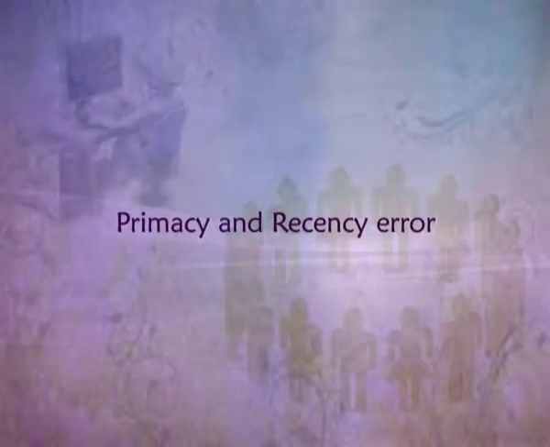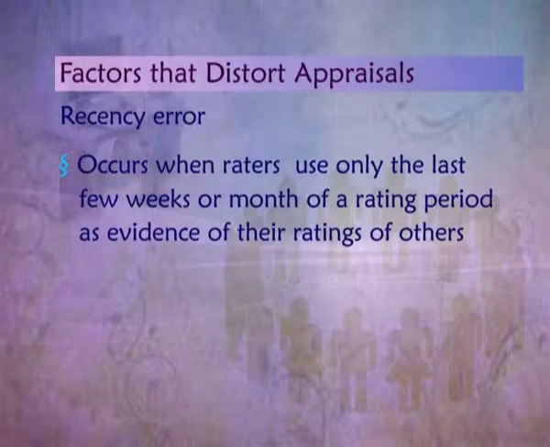Next is primacy and recency error. The raters' ratings are heavily influenced by the behavior exhibited by the employee during the early stages of the review period, primacy, or by outcomes or behavior exhibited by the employee near the end of the review period, recency. Recency error occurs when raters use only the last few weeks or month of a rating period as evidence of their ratings of others. For instance, if a warehouse worker has been a strong performer for most of the appraisal period, but right before his annual evaluation, he knocks over a stack of high-cost electronic equipment while driving a forklift, he may be rated poorly due to recency error.